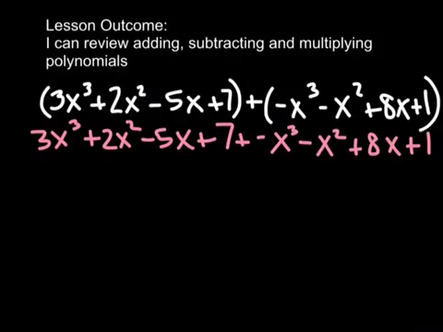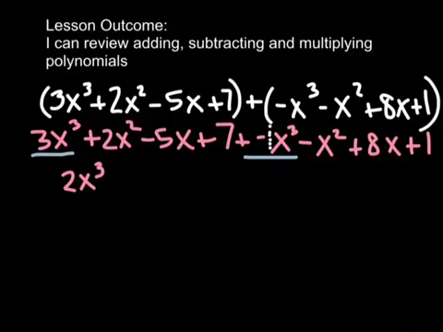So x to the third and x to the second cannot be combined because their variable parts are different. However, this x to the third term can be combined with this x to the third term because they have the same variable part. So if we have 3x to the third here, and then plus a negative x to the third here, if we think of this as a negative 1, we have 3 plus negative 1, which is 2. So we have 2x to the third.